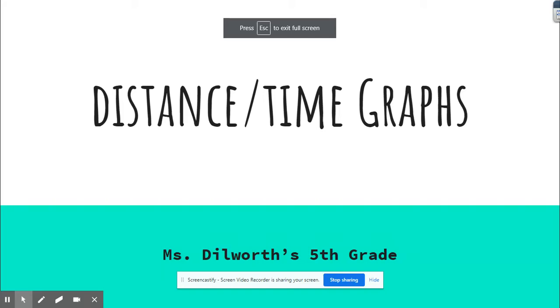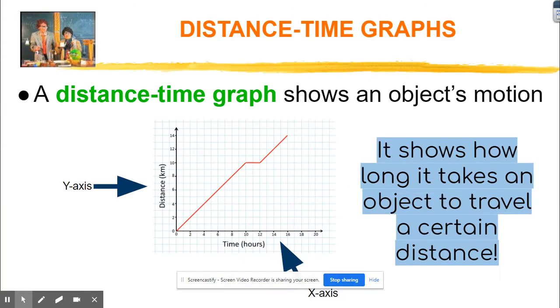Hey guys, so today we're going to be talking about distance/time graphs. If you remember last week we talked about distance and time. Distance divided by time is speed. So these graphs will also allow us to calculate the speed. Let's just go ahead and get started.